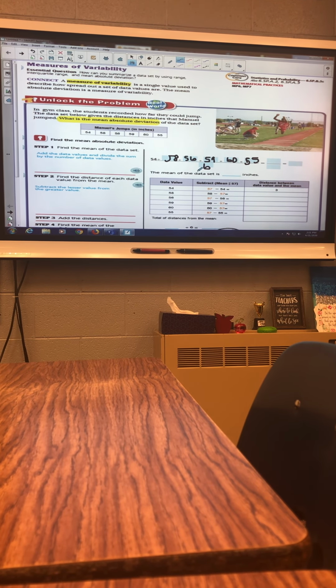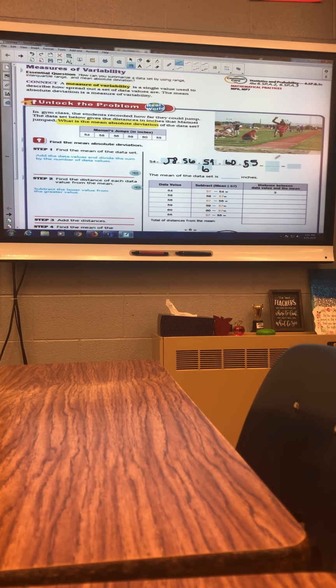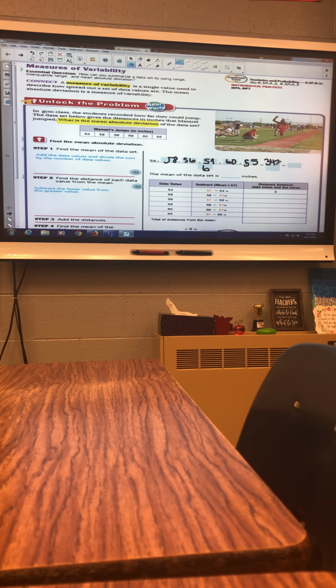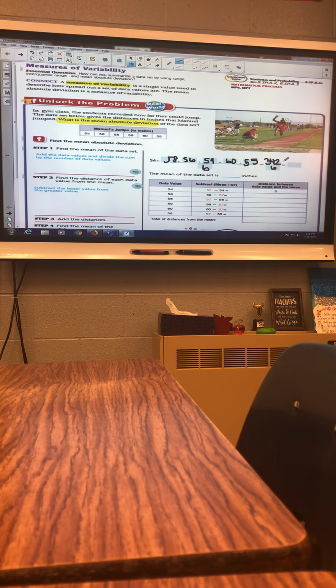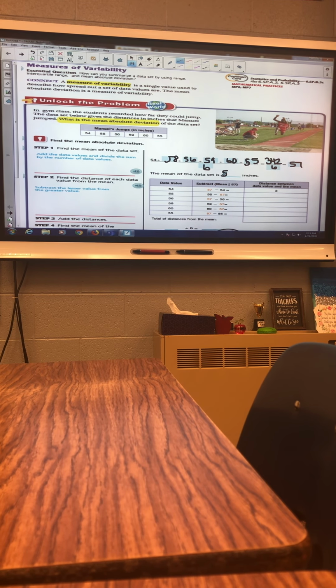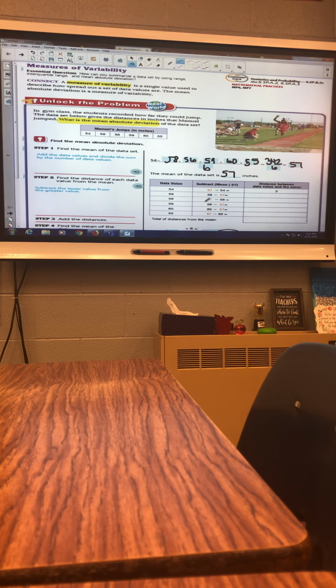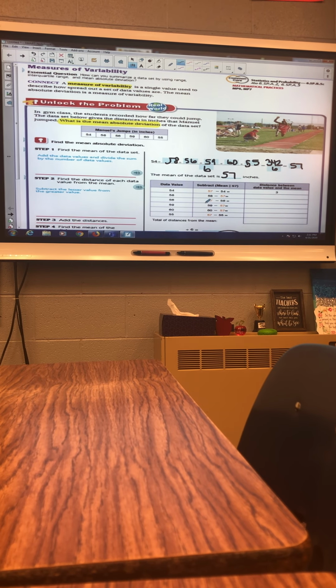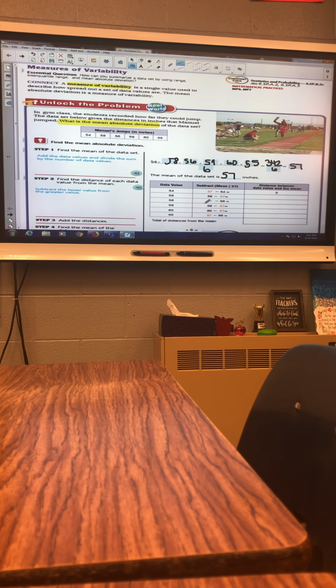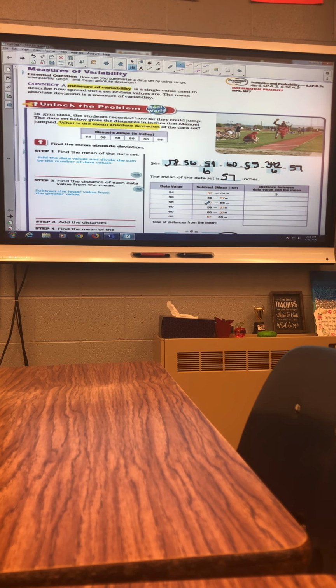So after you add them all up, you would get 342. And 342 divided by 6 is 57. So the average or the mean of this data is 57 inches. So that means he typically will jump about 57 inches. So that is the mean. Now we need to find the mean absolute deviation.